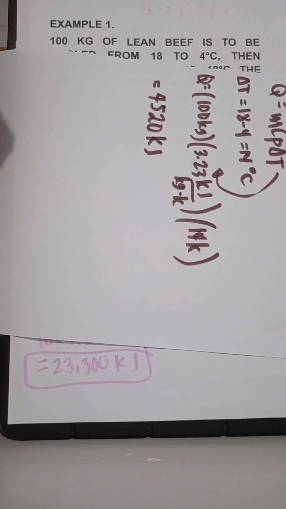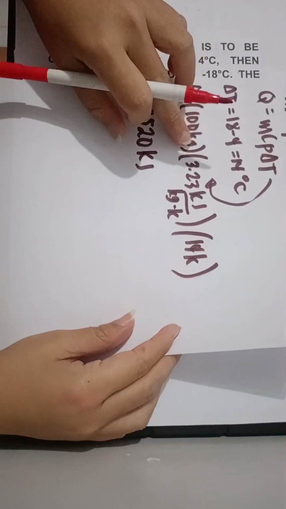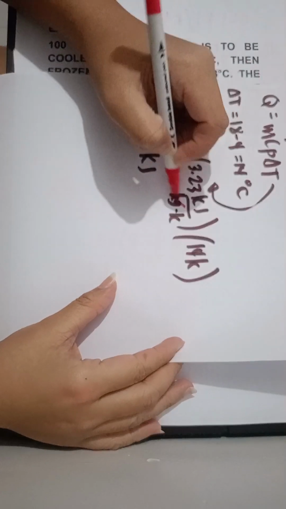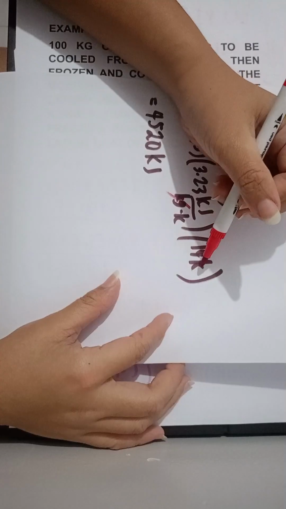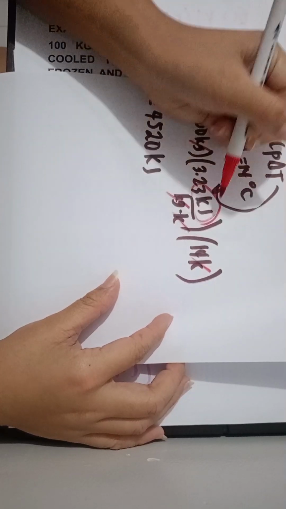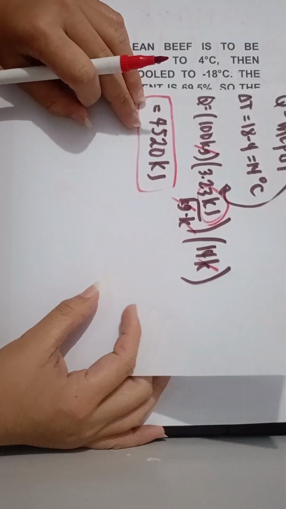When computing, as you can see, there is kilojoule, so cancel that. I mean, kilogram, so cancel that. And then this Kelvin. So what remains is kilojoule. So our answer is 4,520 kilojoule.